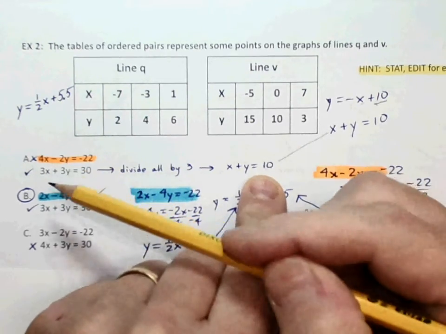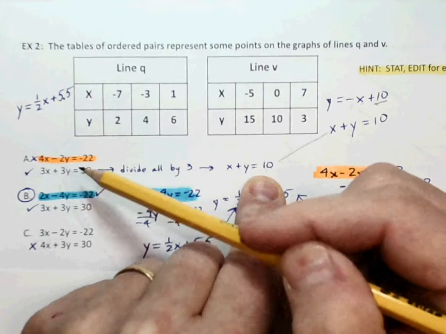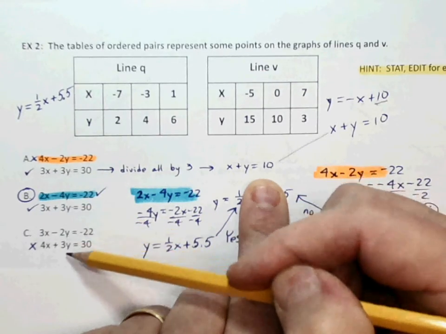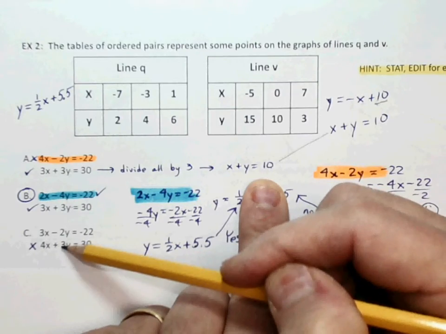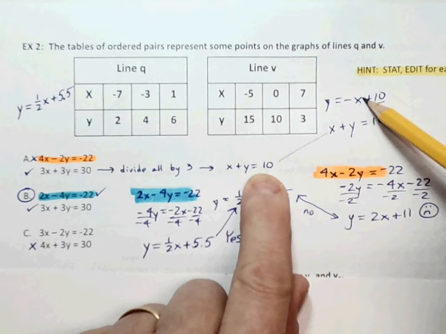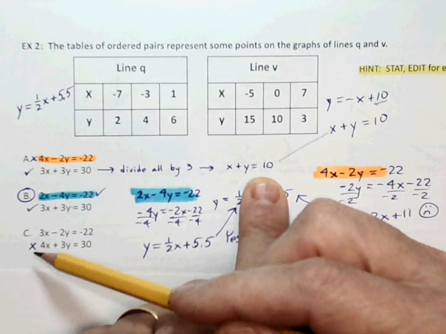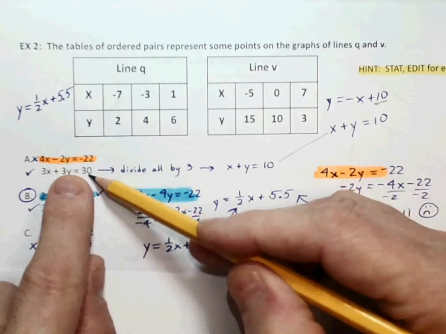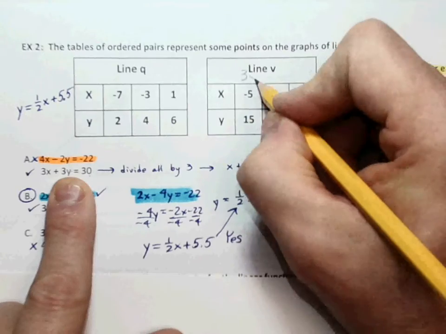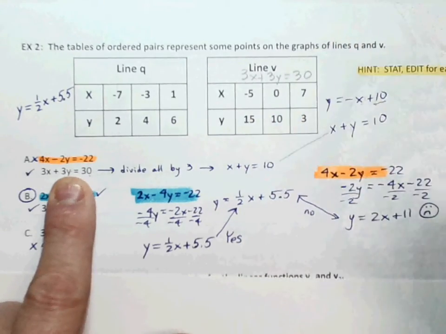And so that's why I said this guy right here is line V. So that means this is line V, but there's no line V over here. So just by looking at my line V regression, I can eliminate answer choice C. So this is line V. Might even want to put that 3x plus 3y equals 30.